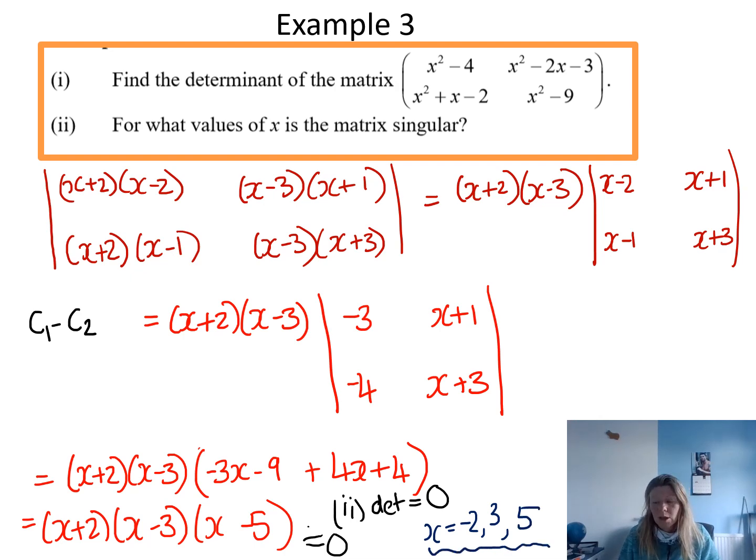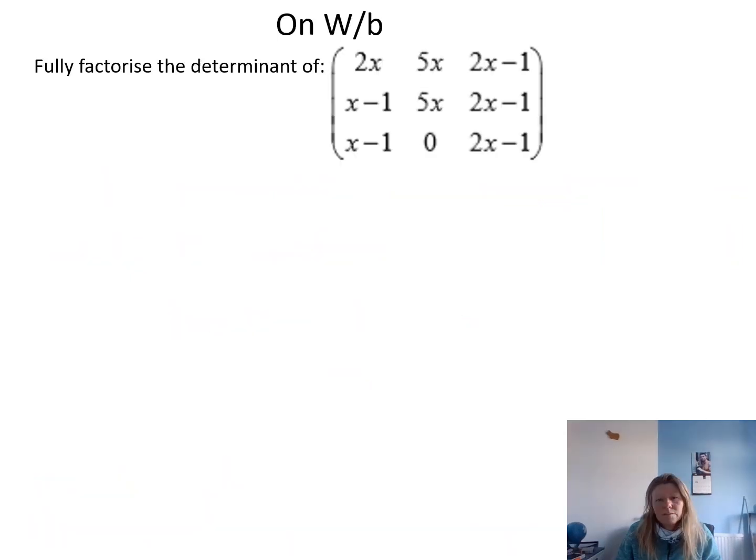Super. Okay, I think it's your turn now, thank goodness. These can take ages, but you get a real buzz when you get it right. Okay, it's your turn. Can you fully factorise that? Pause the video and have a go. Factorise the determinant of that thing. So try and make it triangular and have a buzz. Please pause.